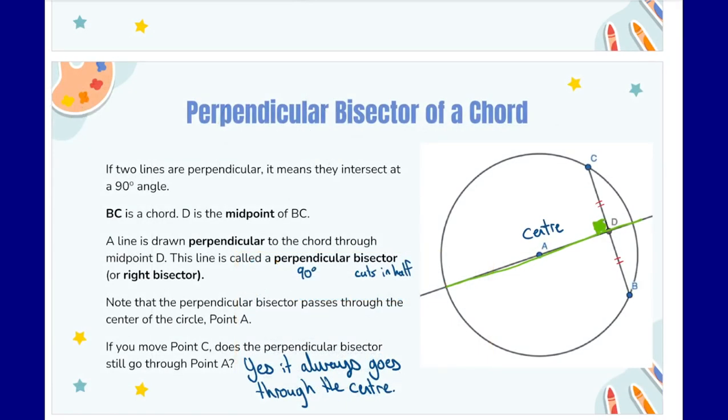So yes, it doesn't matter if I move point C or point D anywhere around the edge of the circle, it's still going to go through the center. Or that perpendicular bisector, sorry, is still going to go through the center.